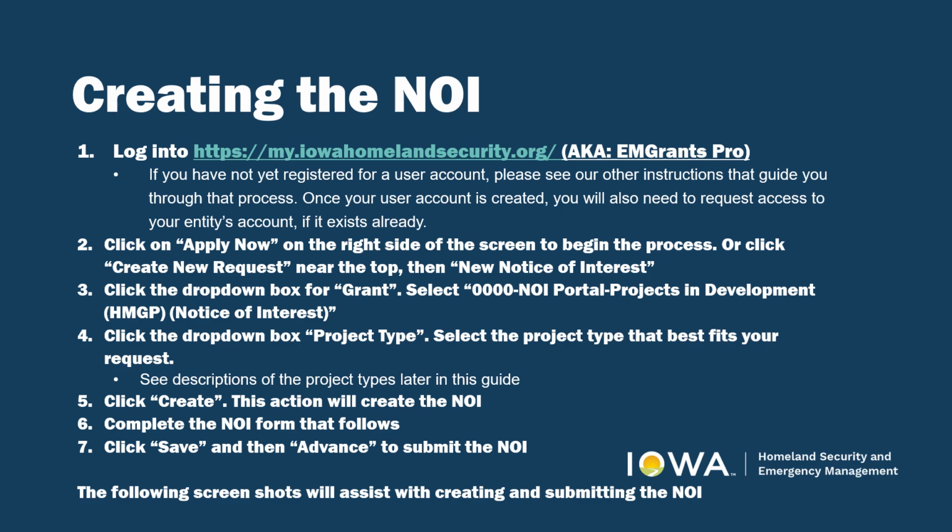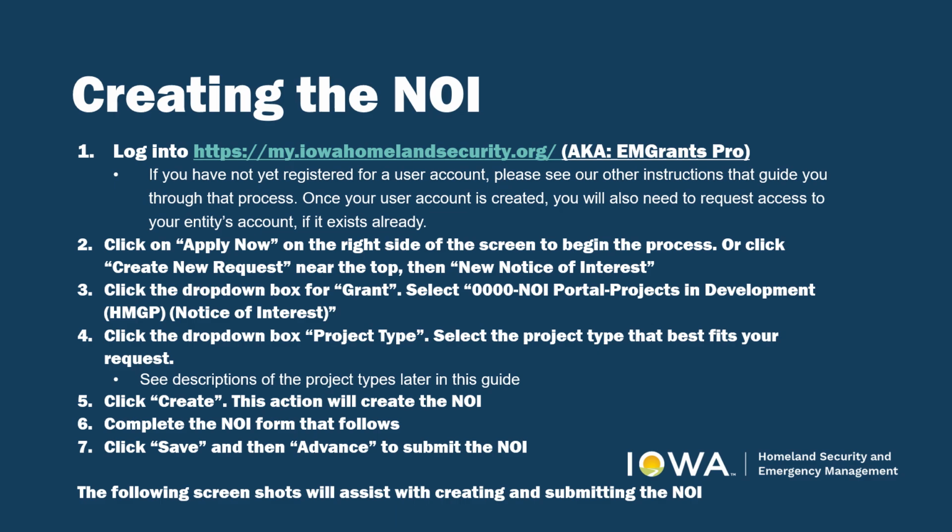To create an NOI, the first step is to log in to EM Grants Pro, formerly known as MV3, which can be found at my.iowahomelandsecurity.org. If you have not yet registered for a user account, please see our other instructions that guide you through that process. Once your user account is created, you may also need to request access to the entity's account, if it exists in the system already.